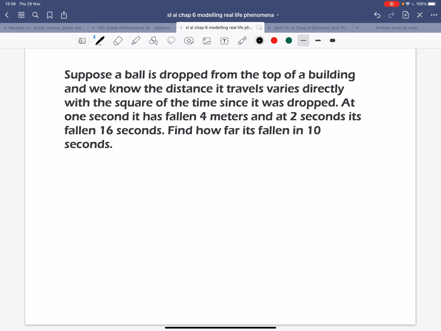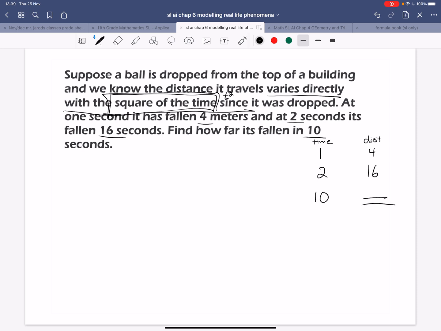So here's an example. Suppose a ball is dropped from the top of a building and we know the distance it travels varies directly with the square of the time since it was dropped. The square of the time, that means t squared, since it was dropped. At 1 second, it has fallen 4 meters, and at 2 seconds, it's fallen 16 meters. Find out how far it's fallen in 10 seconds. Okay, so at 1 second, this is time, distance is 4 meters. At 2 seconds, it's 16.